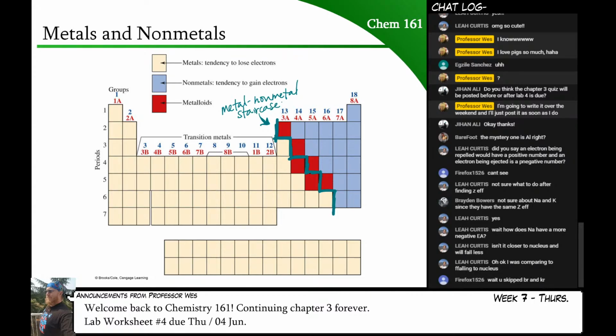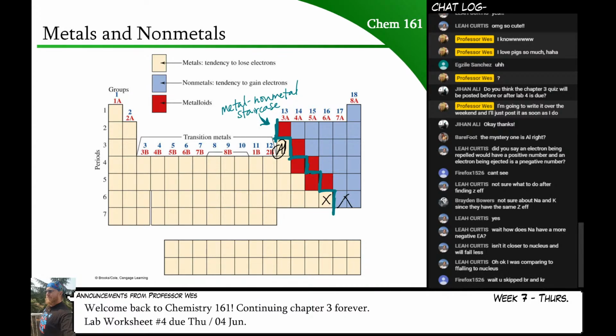And what that basically means is that anything touching the metal-non-metal staircase is a metalloid. With two exceptions, as you can see. Actually, there are three exceptions. And now that I've said that, we only really care about this one. This is the exception. Aluminum is a metal. We don't care about polonium or astatine, because they are radioactive. But everything else that is not aluminum touching that metal-non-metal line is a metalloid.